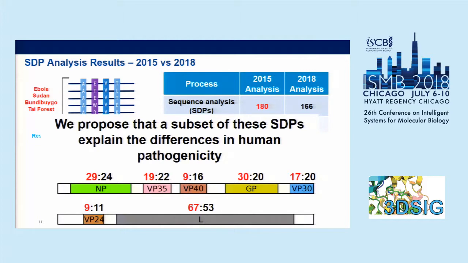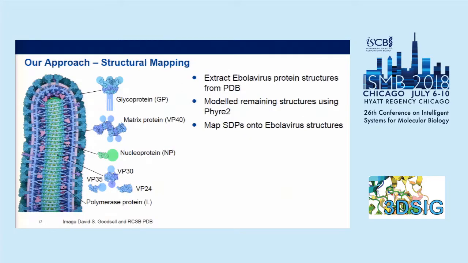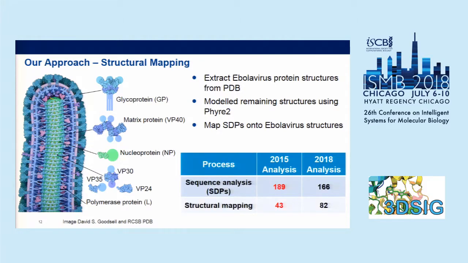So the next step after the sequence analysis was to move to structures. So we extracted all Ebolavirus structures from the PDB, and where there weren't any available, we modeled them with Fire2. And then we mapped our SDPs to structure. So previously we had 43 SDPs that we were able to map, and now we have 82 SDPs that we were able to map to structure.